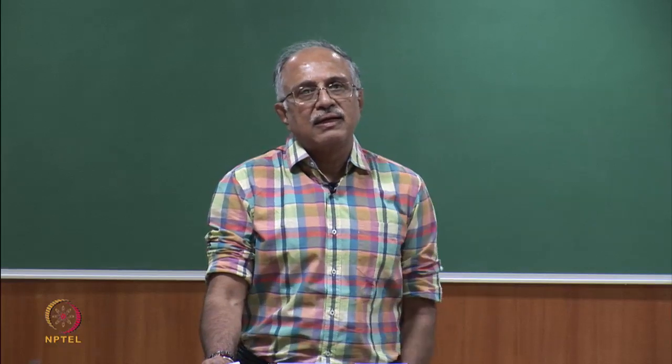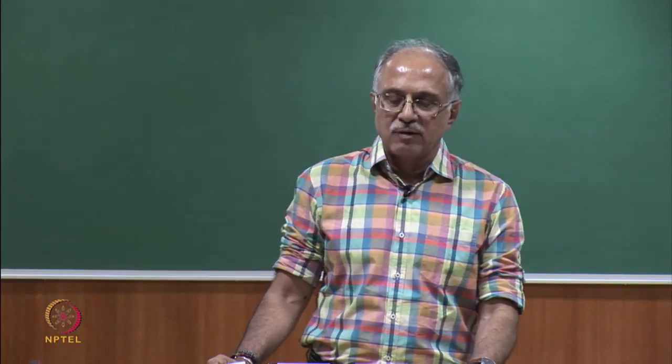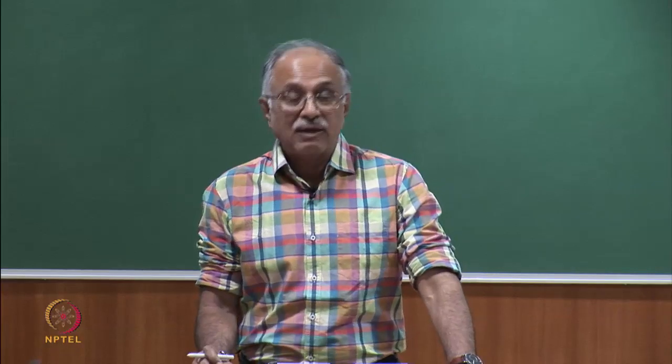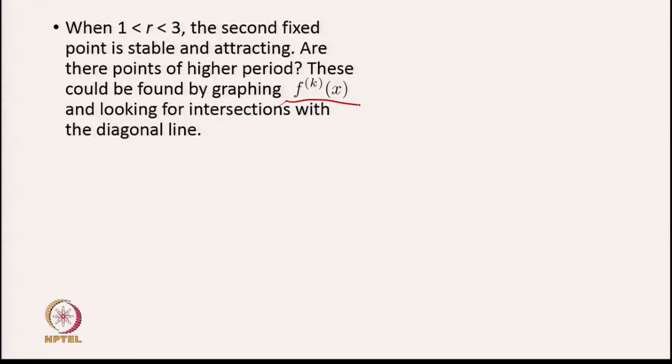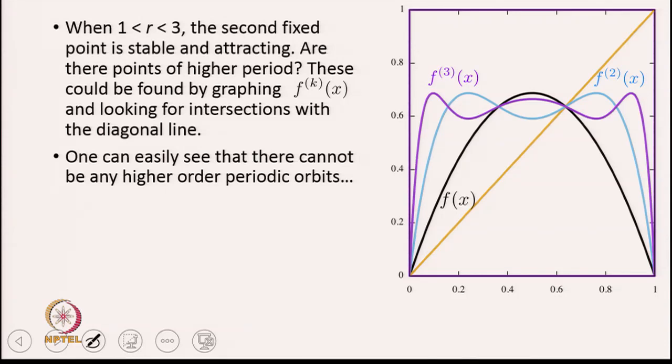As we discussed in one of the earlier lectures, a simple way of finding periodic points of higher order is to graph the function f to the kth composition of f of x, and look for intersections of this with the diagonal line. If you do that in this particular case, for r lying between 1 and 3, we notice that the black curve over here is f of x, the blue curve is f2 of x, the purple curve is f3 of x, and I could draw many more of them.